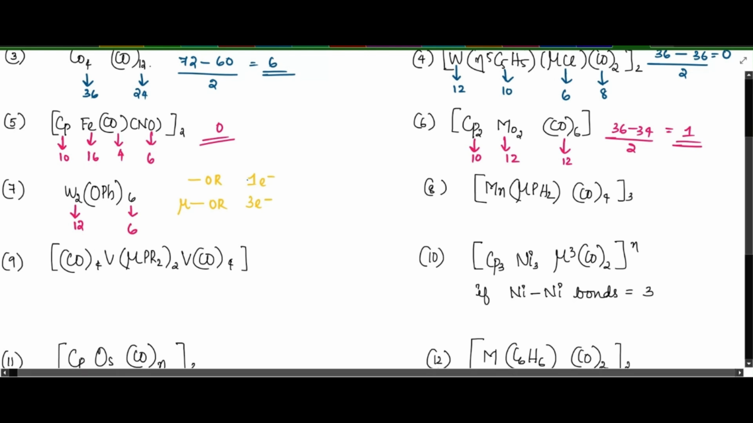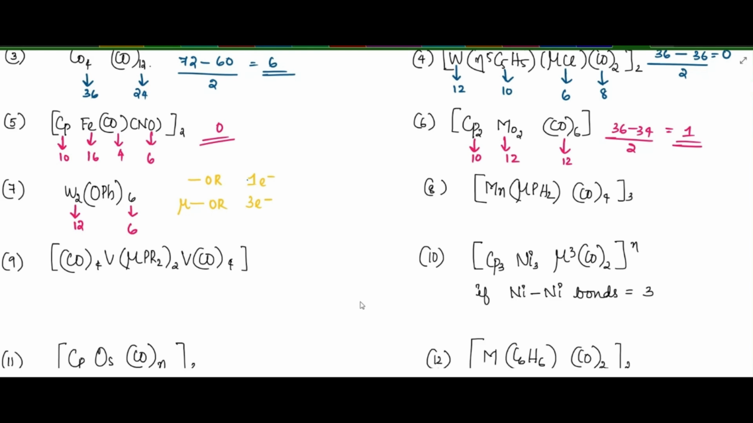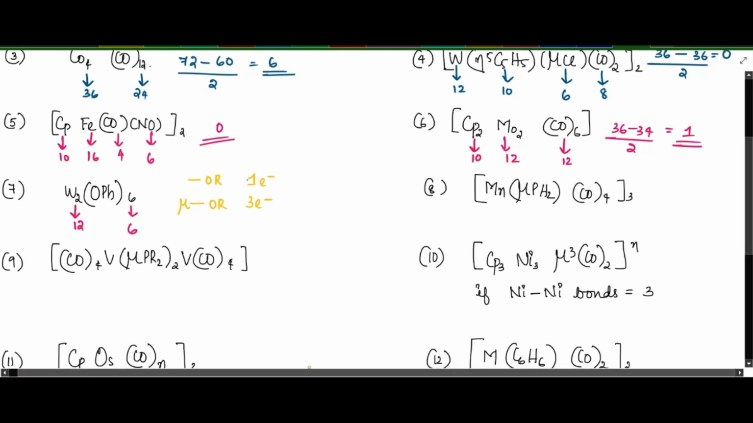How many electrons? 3. Sorry. How many bonds? 3. So it will become 6 into 3, 18. 18 plus 12, 30. 36 minus 30 by 2, you will get 3. Next question.